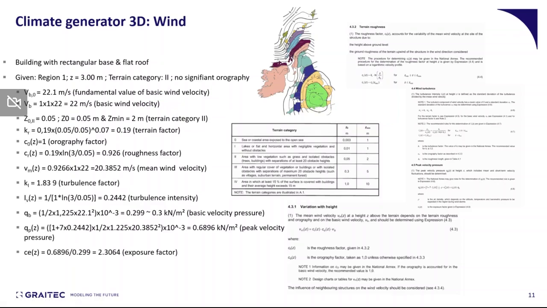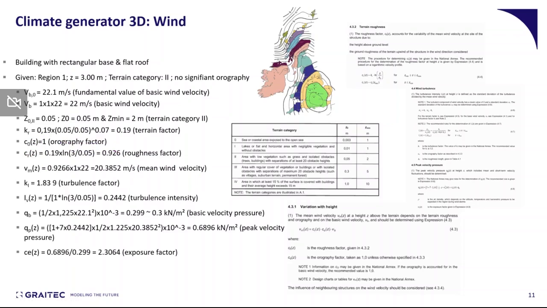The terrain category, which in this case is category 2, can be used in order to identify those parameters in the Eurocode from this particular table, and all those parameters are used in order to calculate the mean wind velocity. There are other parameters, the parameters C0 and CR. The first one is for orography and the second one for the roughness.